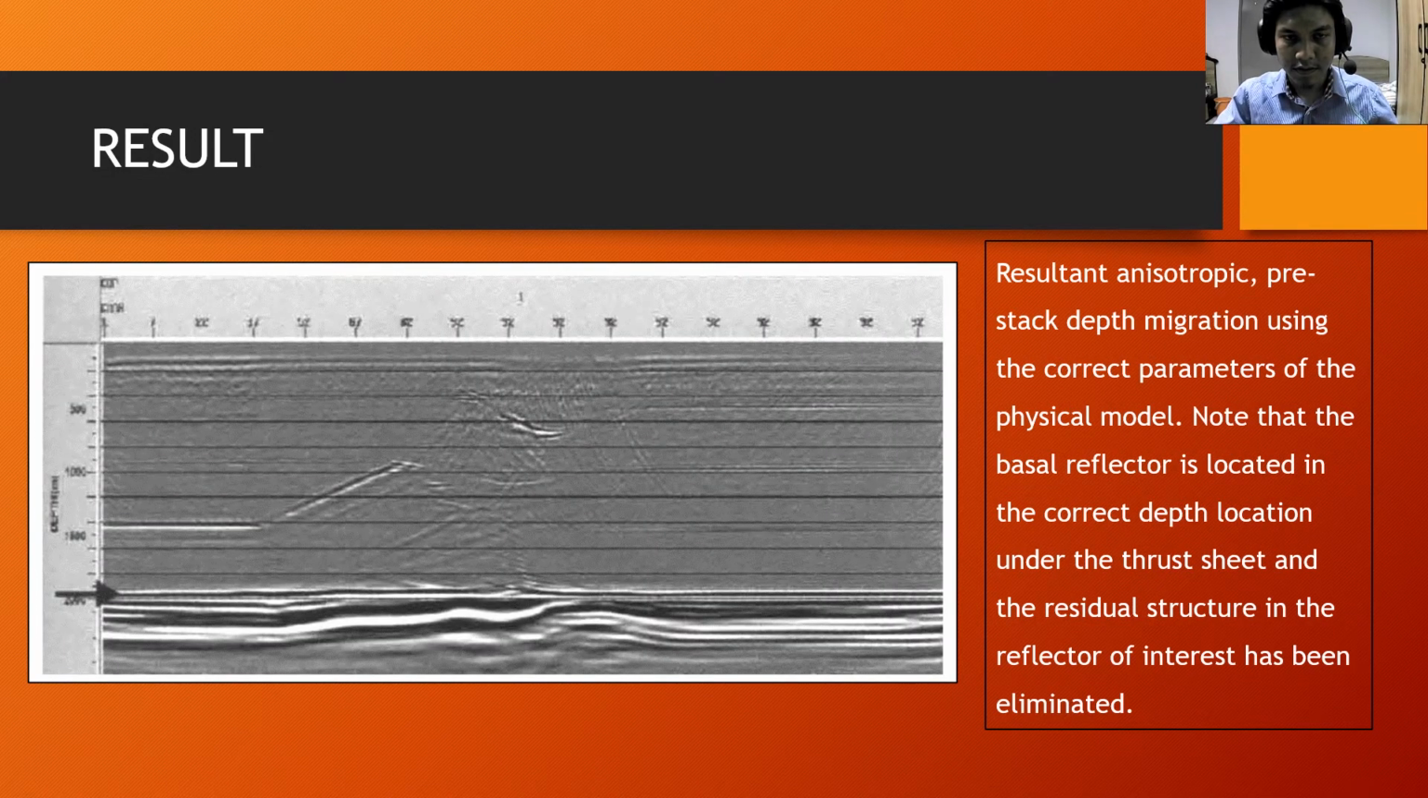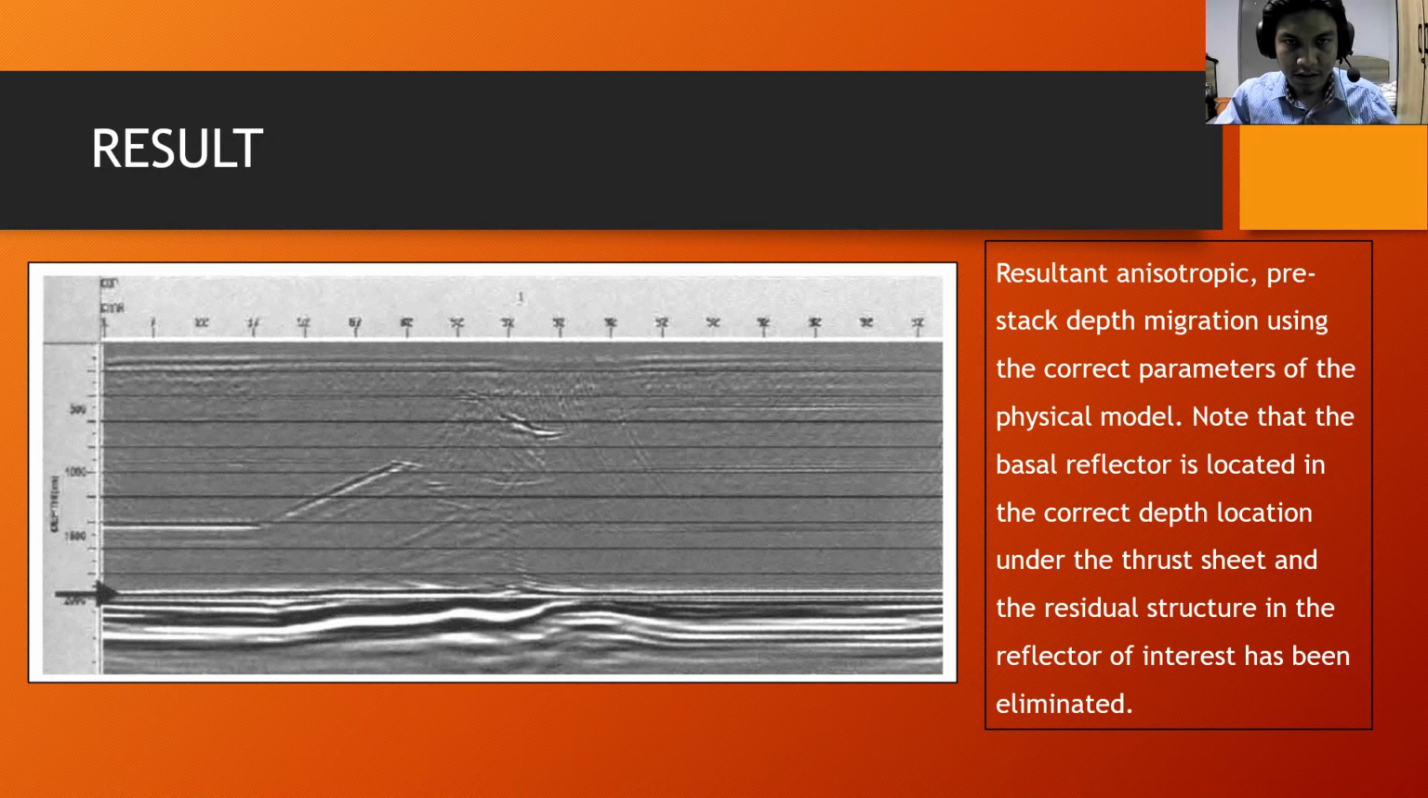For this result, it shows the anisotropic pre-stack depth migration using the correct parameters of the physical model. Note that the basal reflector is located in the correct depth location under the thrust sheet, and the residual structure in the reflector of interest has been eliminated. This shows that anisotropic pre-stack depth migration is the only way to eliminate the discrepancy between the correct depth and the residual moveout in the image gather.